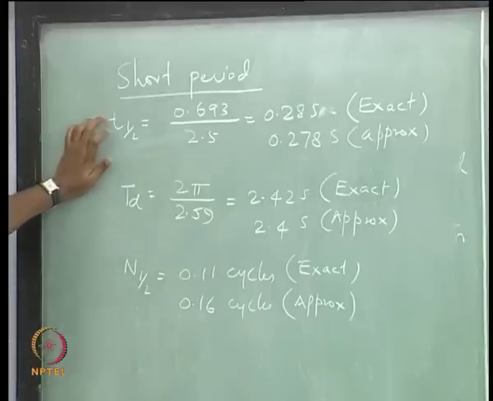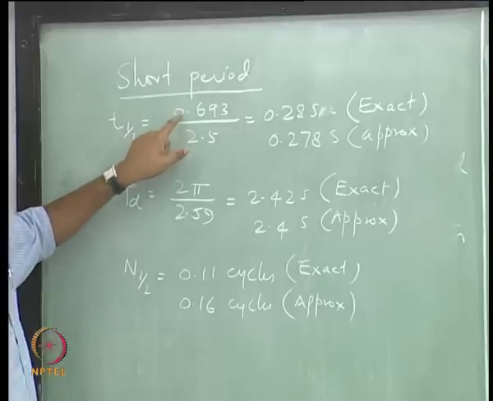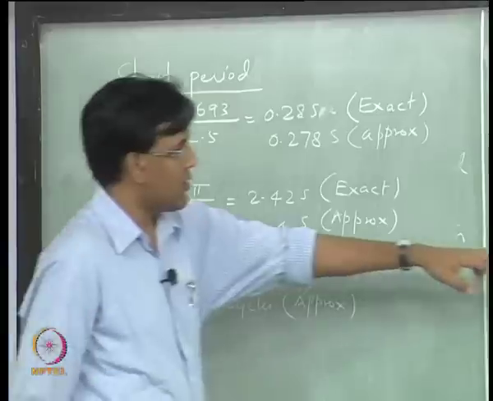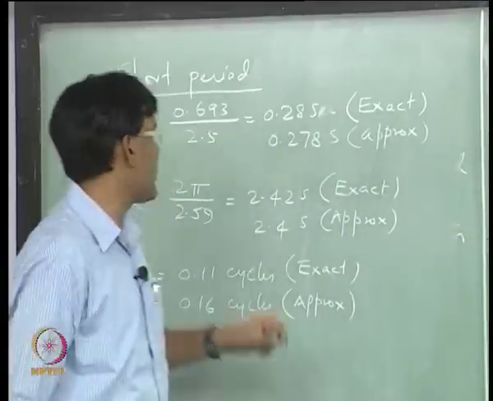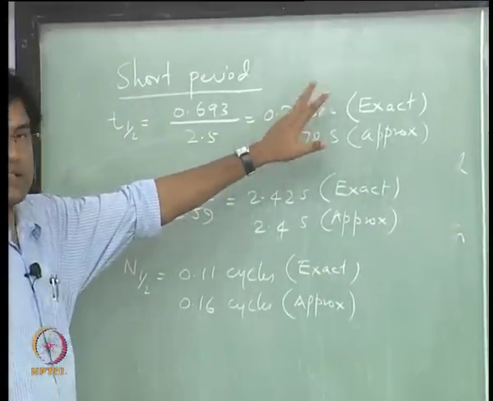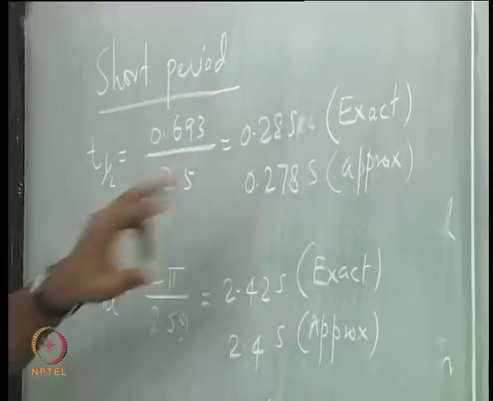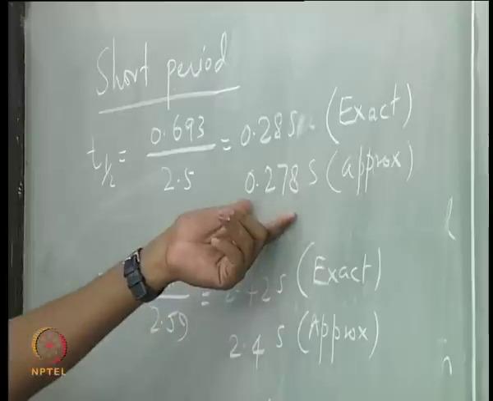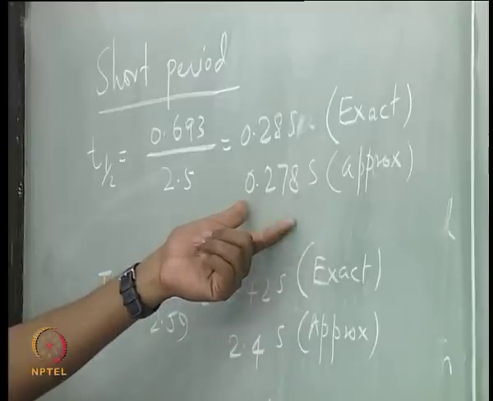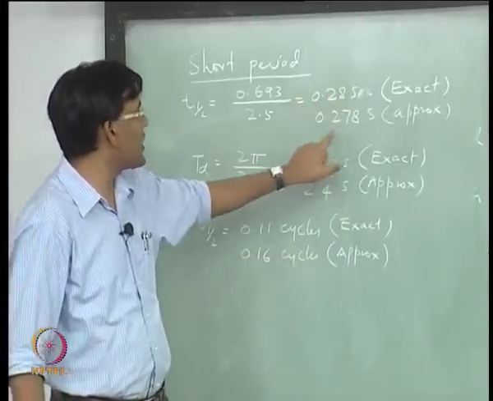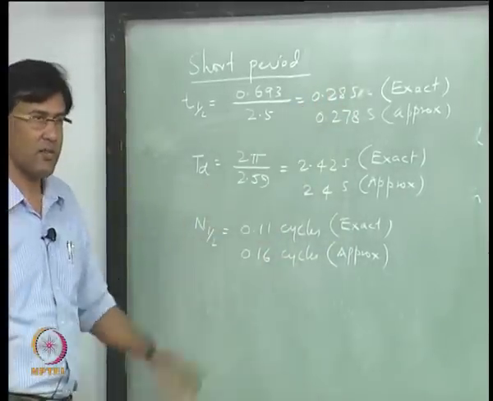So, T half here is the time to half the amplitude, which is 0.693 over the real part of the eigenvalue, and that is giving me 0.28 second. That is the exact number and this is the approximate value. This is very close, 0.28 and 0.278, very close.